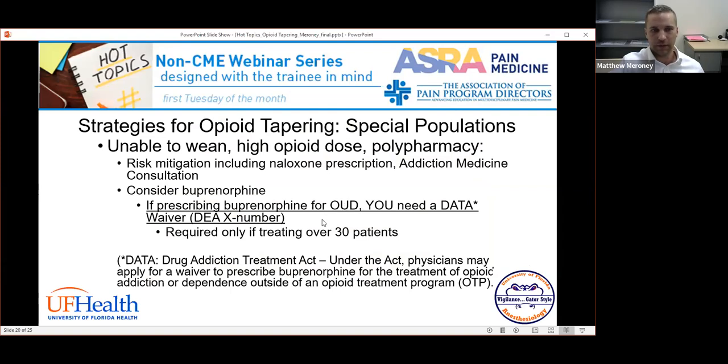Until relatively recently, if you wanted to use this at all, you had to get specific training and a DEA waiver. Now that has been loosened to allow more physicians to gain access to the medications. Now you only need that more significant training if you're treating more than 30 patients with this medication. So that is a really good tool to consider, especially if that's a direction you want to go.